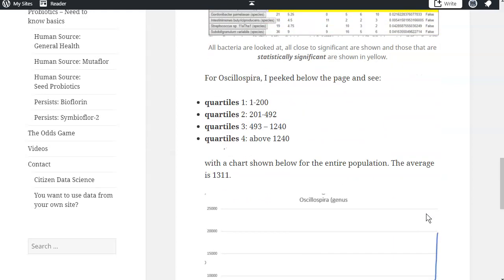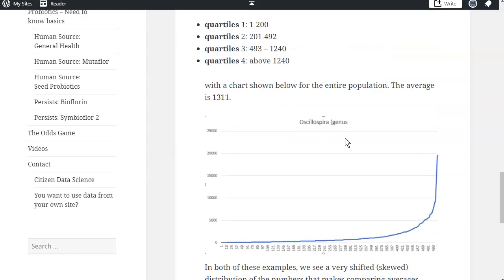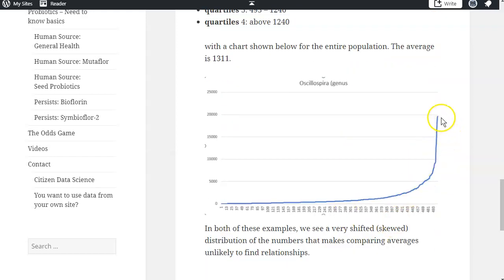For this one, let's go in. I looked at the database behind, and the actual ranges we are using are shown. So we have a range of 200, almost a range of 300, then we jump up to almost a range of 700, and then whatever value it goes up to. If we look at the chart below, we see the value goes up to almost 20,000. And the average value is 1,311. So the average value is way up here.